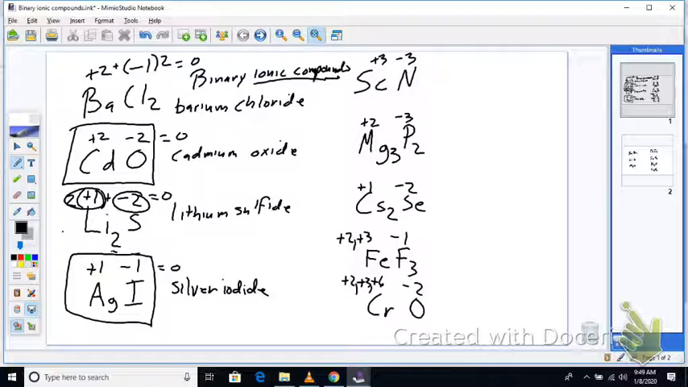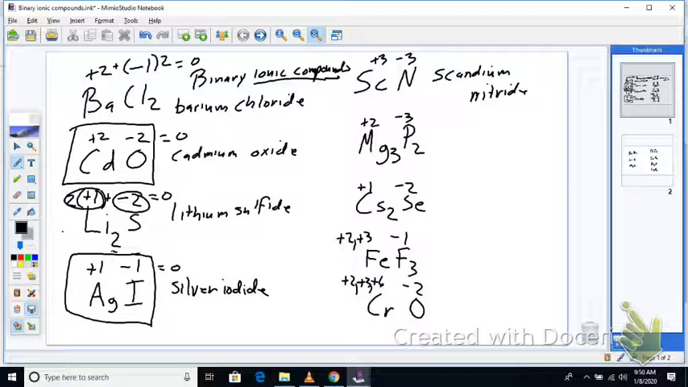Okay? So now we're going to look at the ones that are positive, and if they're positive, a lot of times there's just one listed. So you don't have to pick. If there are multiple ones listed that are positive, then we're going to have to figure out which one it is. Okay? So this first one is scandium nitride. Did you guys get that one right? Scandium nitride.